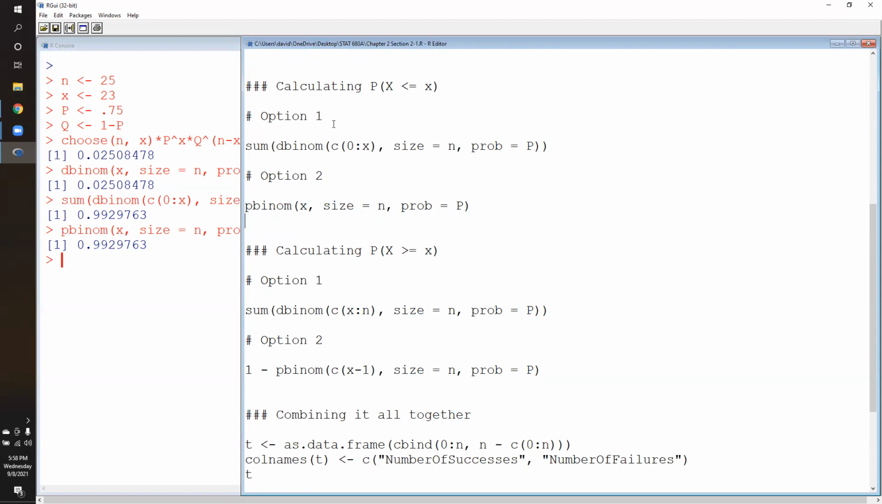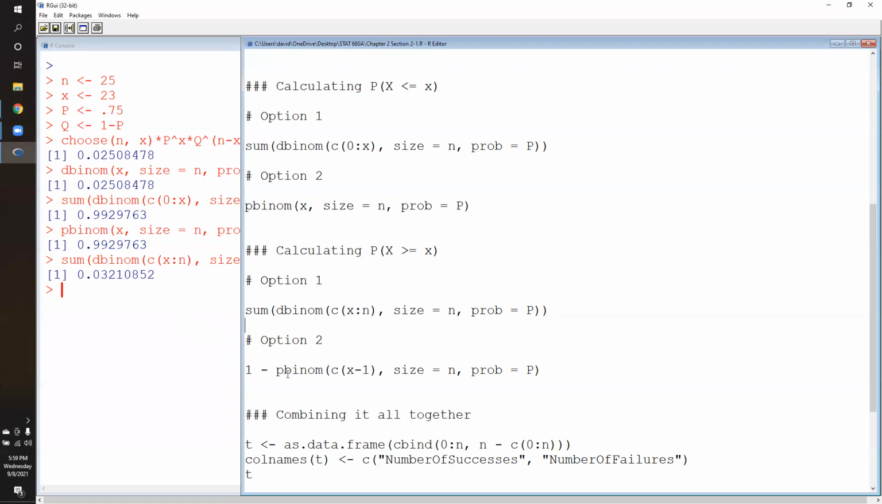But it's a good exercise to do both so that you can see the relation in what the functions are doing in R. Now, a third thing we might want to calculate is the probability that X is greater than or equal to X. Well, in this case, once again, we can use two options. We could use dbinom, and then we can focus from X up to N, so 23 up to 25, where we have a fixed number of trials at 25 and a probability of success of 0.75. And then we could sum all those individual probabilities up and we get 0.032.